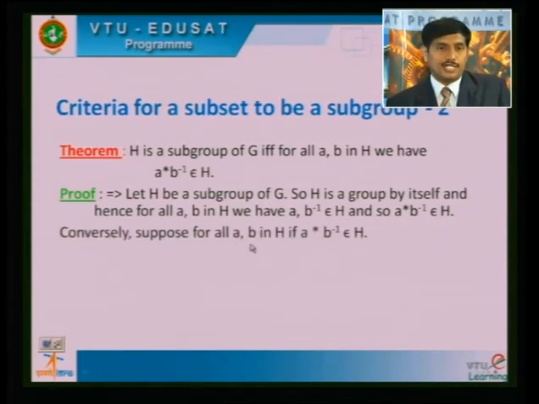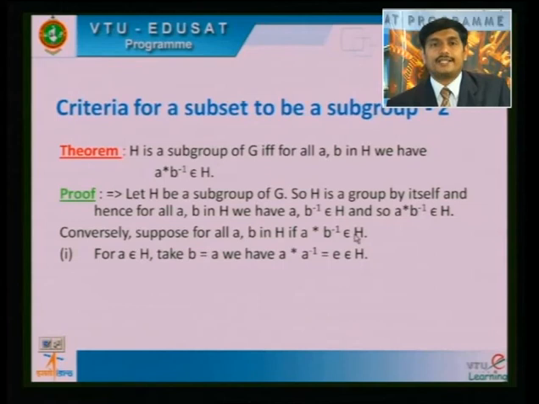Suppose for all elements A, B in H, A star B inverse is in H. Then we want to show that H is a group. For A belongs to H, take B equal to A. Then this becomes A star A inverse, which is the identity. So the existence of identity holds.